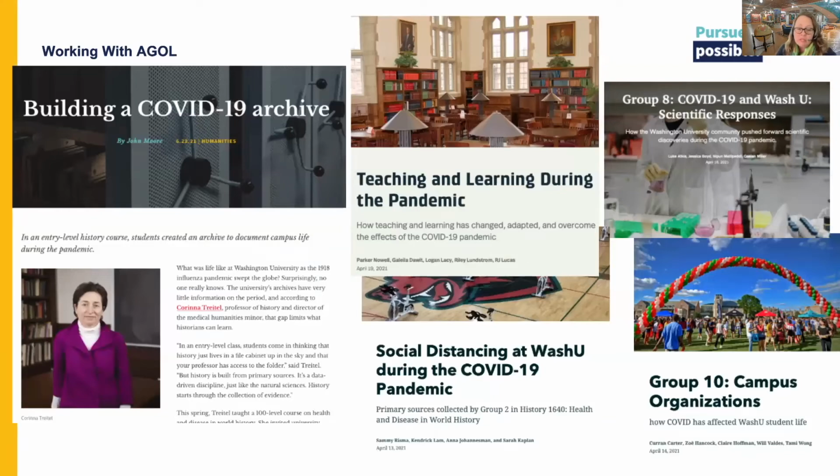AGOL was even used as the base platform to create an archive and narrative of life on campus during the last school year. So when so many things were different and disrupted for the WashU community, AGOL was used to record the different aspects of what was happening with both students and faculty in the WashU community.